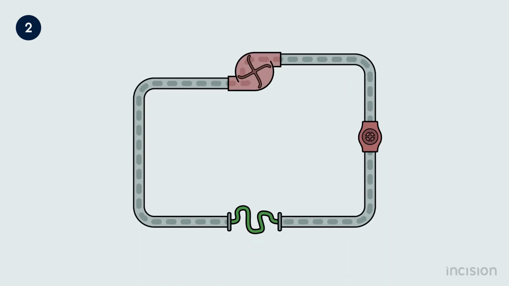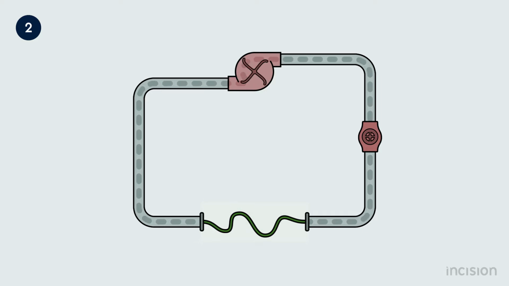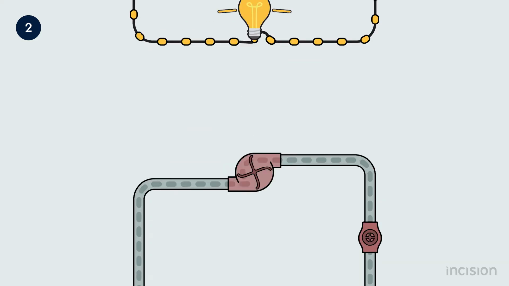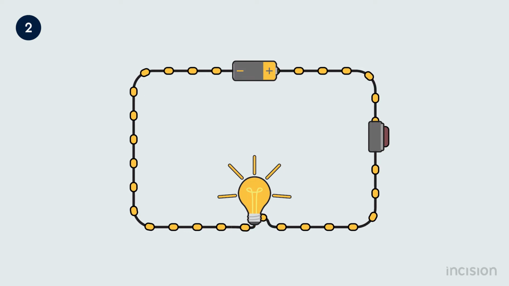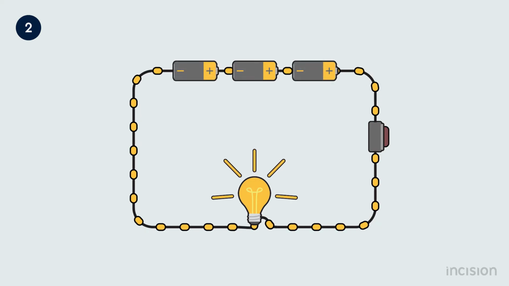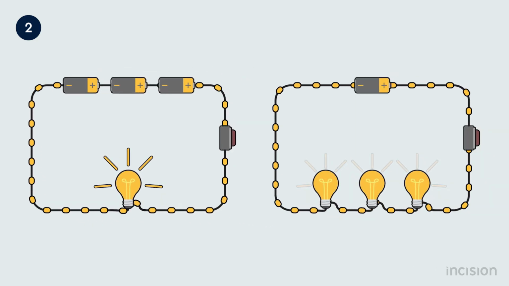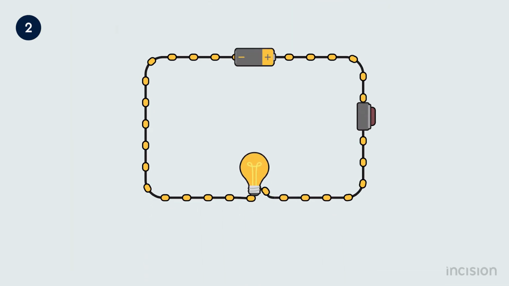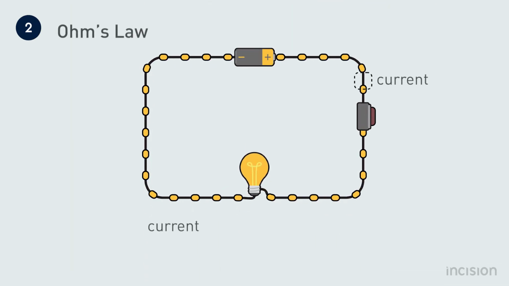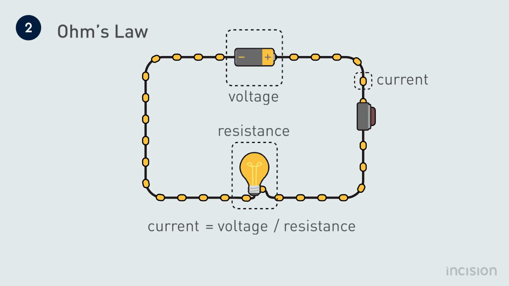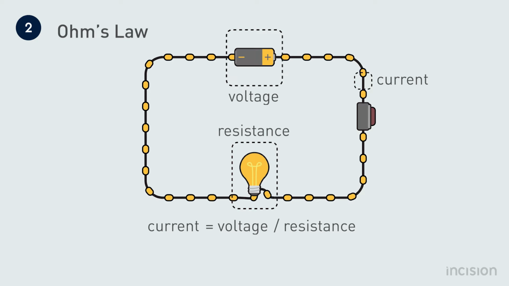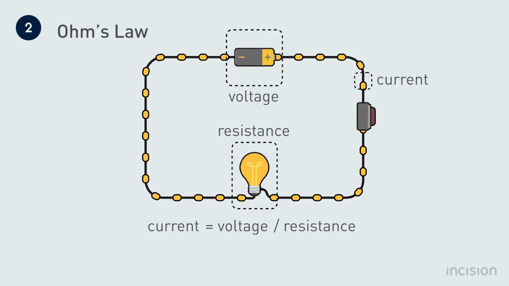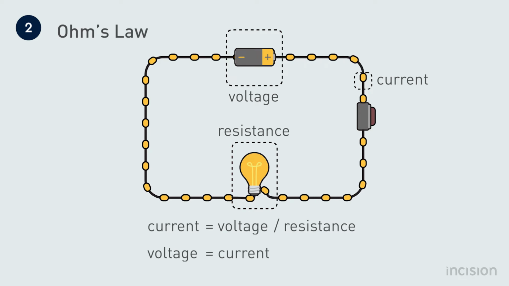In a water circuit, increasing the pressure difference results in a faster flow of water. In contrast, increasing the resistance results in a slower flow of water. In an electrical circuit, the same principle holds. Increasing the voltage will result in a higher current, whilst increasing the resistance will result in a lower current. These terms are related to each other by Ohm's law, which states that current is equal to the voltage divided by resistance. Alternatively, this formula can be written as voltage being equal to the current multiplied by the resistance.